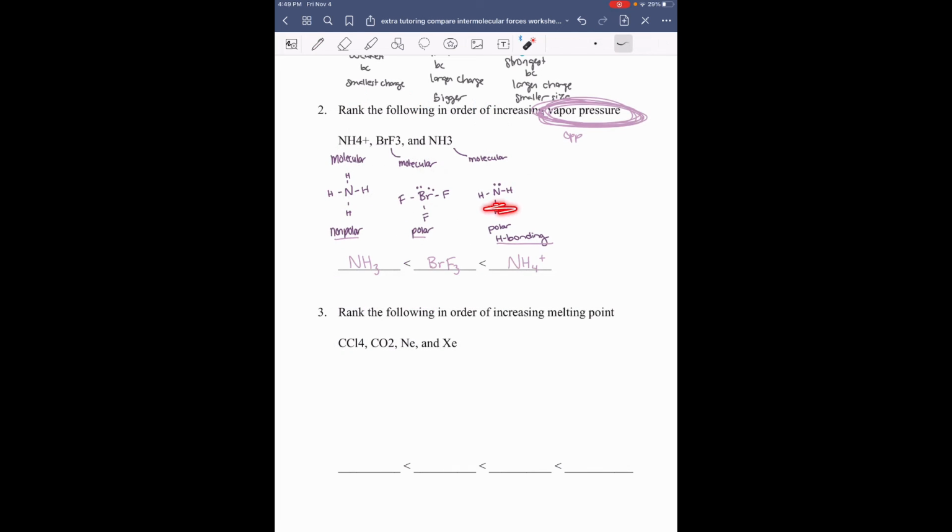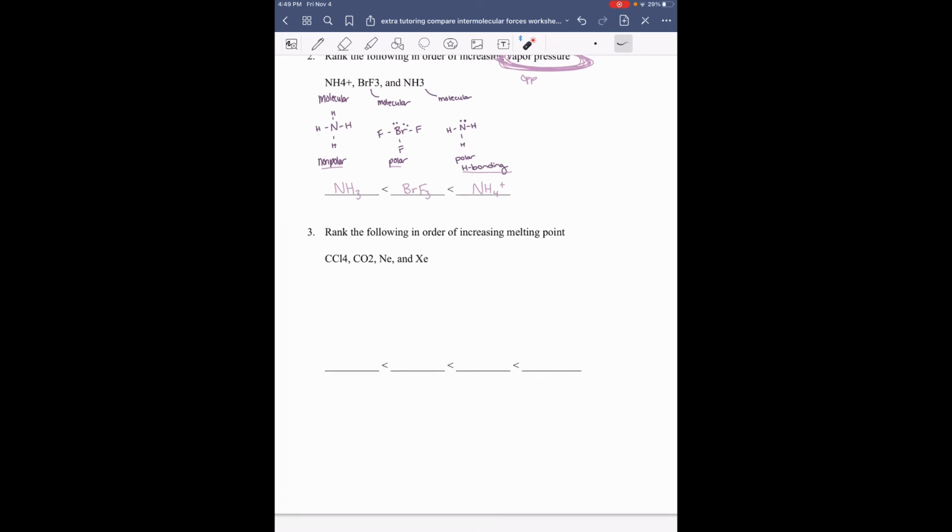But yeah, so this one, remember, hydrogen bonding because it's polar and has a freak of nature bonded to a hydrogen. Because this also has a freak of nature, but it's not bonded to a hydrogen, so it does not count. And then this has a freak of nature bonded to a hydrogen, but it's not polar, so this is not hydrogen bonding. Hydrogen bonding is the strongest, so that goes last because it's vapor pressure. So hydrogen bonding, polar, nonpolar.